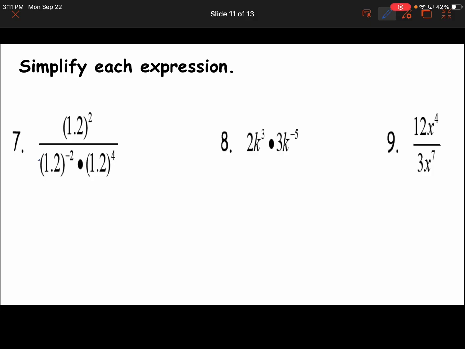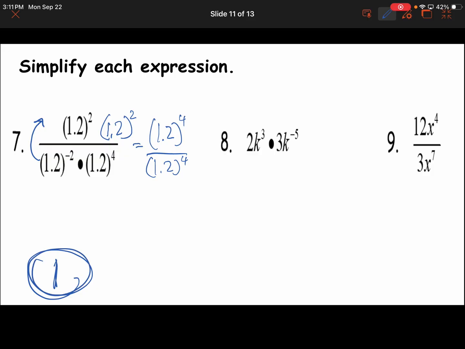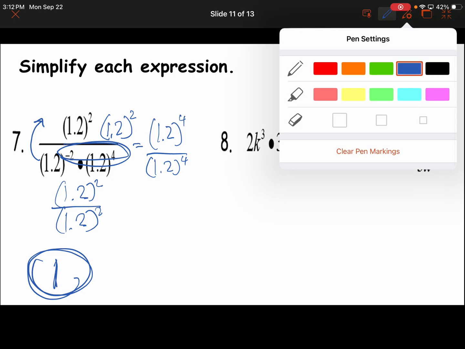I would have moved this up 1. That's how I would start. So that would give me 1.2 to the 2nd, which would have left me with 1.2 to the 4th over 1.2 to the 4th, which would be 1.2 to the 0, which means my final answer would be 1. Now, some kids did this, and they had 1.2 to the 2nd over 1.2 to the 2nd. Same thing, though. 1.2 to the 2nd over 1.2 to the 2nd is 1.2 to the 0, or 1.